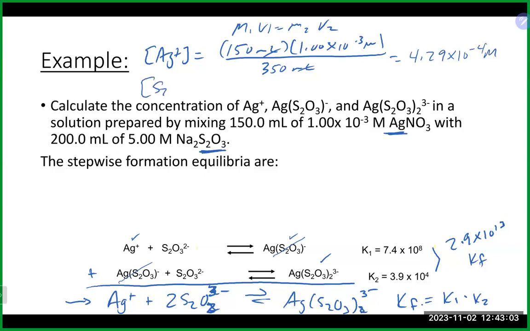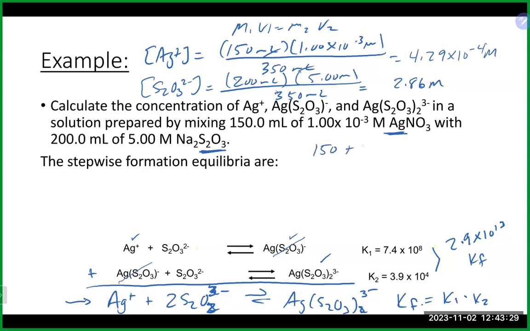For our S2O3 2 minus, we'll do the same thing. We got 200 milliliters times our 5 molar divided by our total volume of 350. That's going to get us 200 times 5 divided by 350. It's going to give us 2.86 molar for this guy. And again, our total volume comes from the 150 we mix with the 200 milliliters, giving us our 350. Any questions on how to get those concentrations?